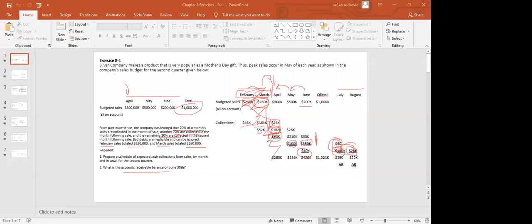April, I collected 20% in April. I collected 70% in May, and I collected 10% in June. So at the end here, I fully collected April. So that's not accounts receivable. So what's my answer? 160 plus 50 is 210, or in this case, 190 plus 200 is 210.